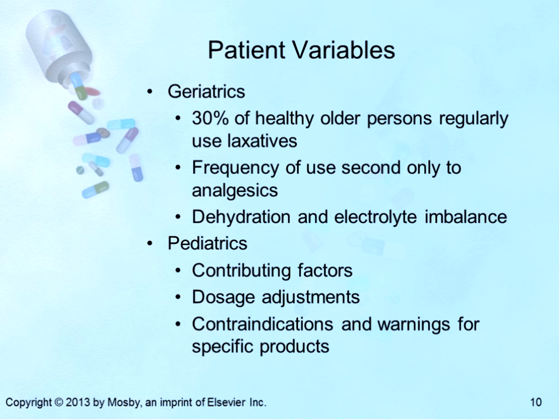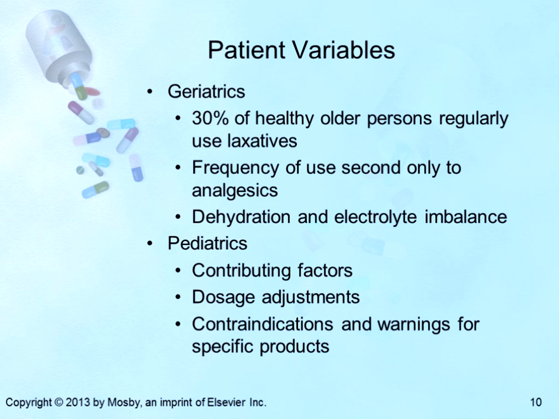For patient variables, geriatric patients: constipation increases with age. As many as 30% of healthy older persons regularly use laxatives. Laxatives are second only to analgesics as the over-the-counter drugs most commonly used by elderly patients. Older adults are more susceptible to dehydration and electrolyte imbalance caused by these laxatives than are your younger patients. Other drugs taken concurrently may be a frequent cause of constipation in the elderly. A frequent review of all drugs is essential.